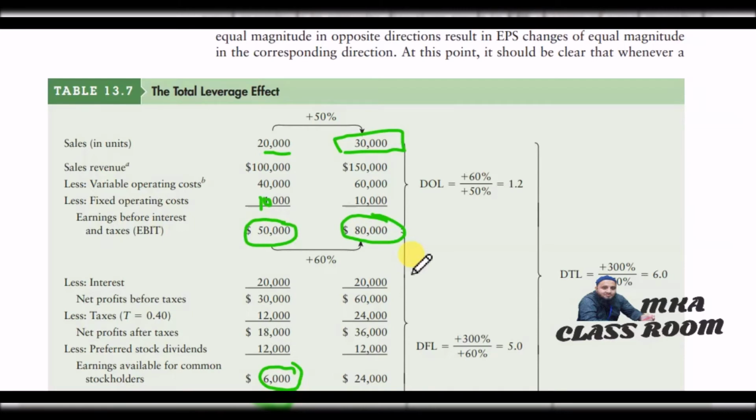Then what should be our DOL? Degree of operating leverage is percentage change in EBIT divided by percentage change in sales. So EBIT change should be 60%, and our sales change is 50%. So change of EBIT divided by change in sales gives 1.2 as our DOL, degree of operating leverage.